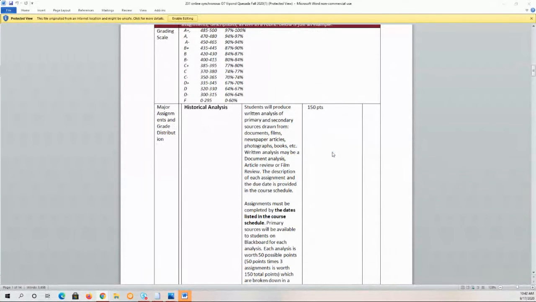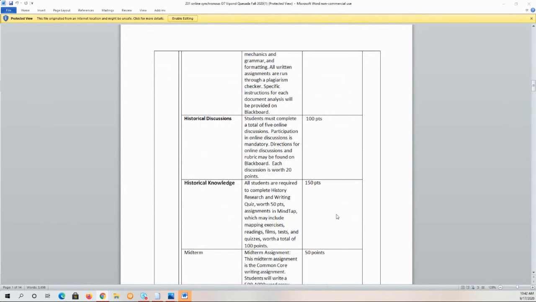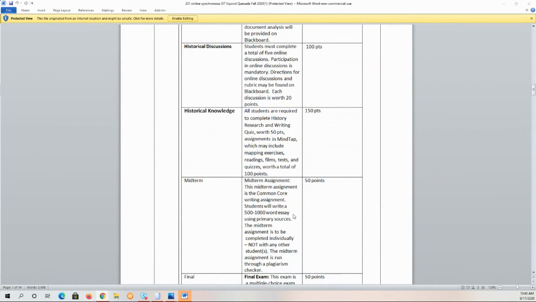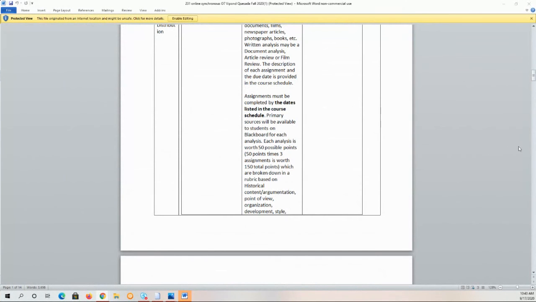The syllabus, we've gone over this, but your major assignments are 500 total points in the entire course. 150 of those are going to be those papers, so each one of the document analyses is 50 points. Then you go on to the discussions. We're going to have five; we've already had two. They're going to be in the form of those polls that we do in class. Those are 20 points each, so all together those discussions are 100 points. The historical knowledge is a combination of MindTap and that plagiarism quiz. MindTap is 100 points, and the plagiarism quiz is 50. MindTap's 100 points covers all 14 chapters. Your midterm assignment is going to be 50 points by itself. Your final exam will be 50 points. So keep that in mind, and make sure you are dedicating enough time to those assignments that have big point values.